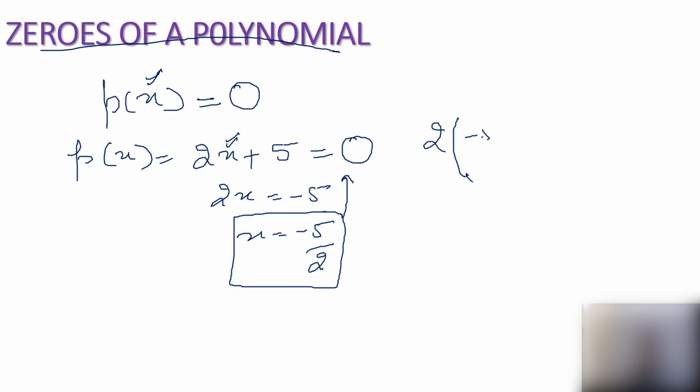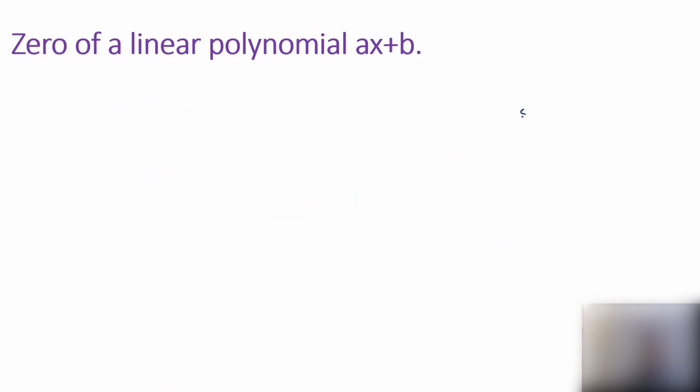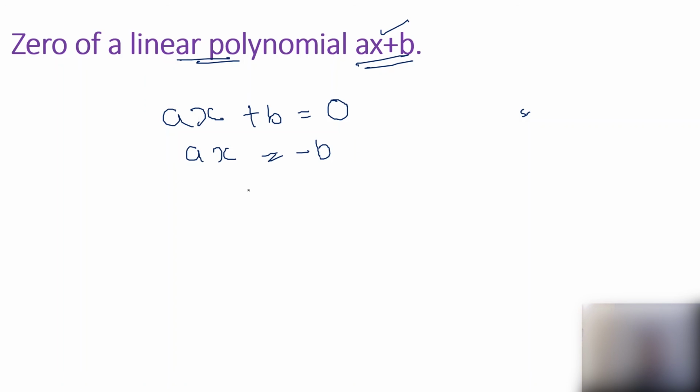Let's check it. 2 into minus 5 by 2 plus 5. Then we'll be getting it as minus 5 plus 5, and this is equal to 0. This is the meaning of the zero of the polynomial. Let us consider the polynomial is a linear polynomial. Generally we are going to discuss linear polynomials, so we are considering ax plus b. Then what is the zero of this polynomial? Very first we have to equate it with 0. Now we will be finding the value of x, that is ax is equal to minus b and x is equal to minus b by a.